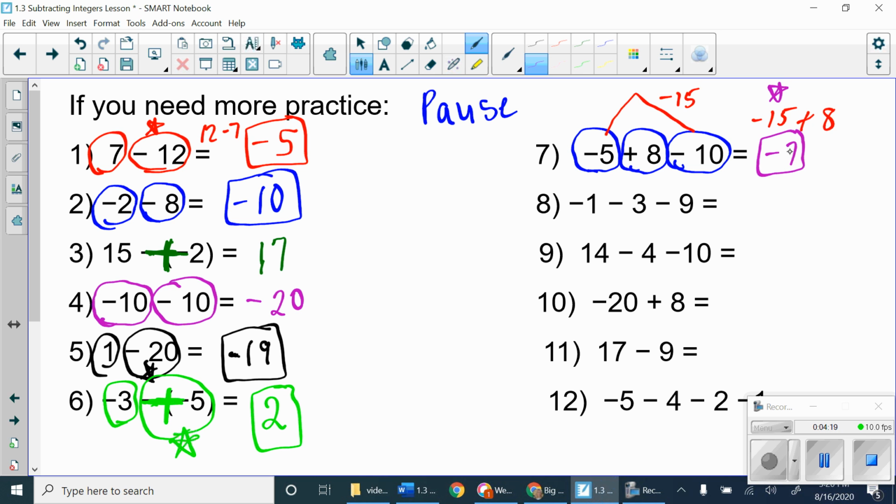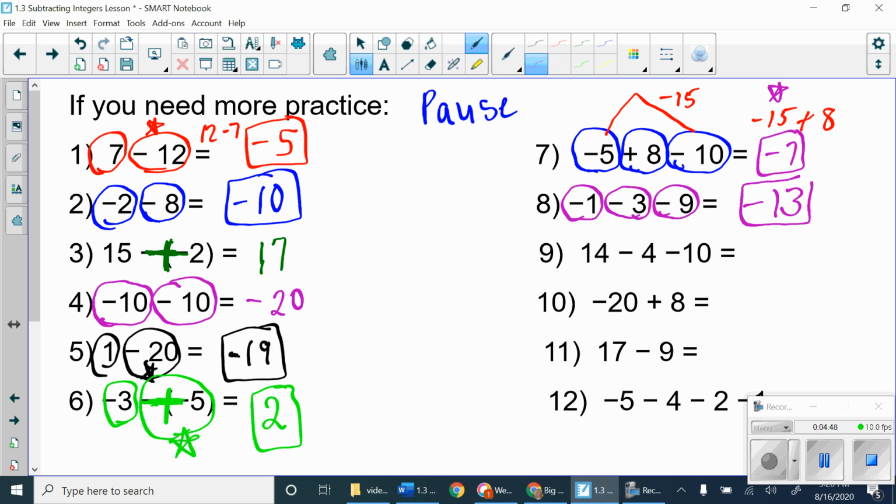All right, on this next question, every single one of these are negative numbers. Negative 1, negative 3, negative 9. All negative. So we have all same signs. They're going to add together and get more negative. So negative 1 minus 3 minus 9 is always going in that negative direction. So 10, 13, this is going to be a negative 13.